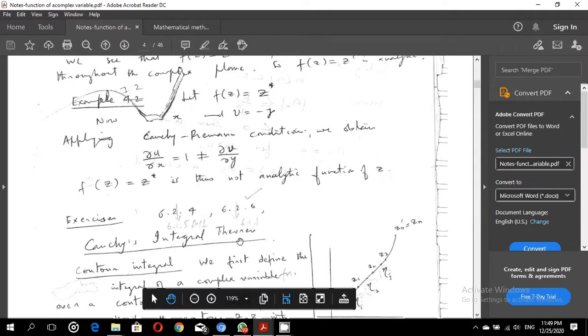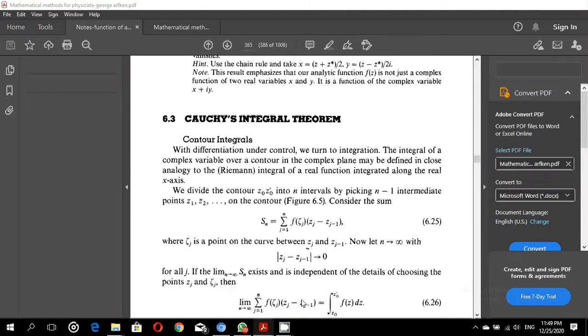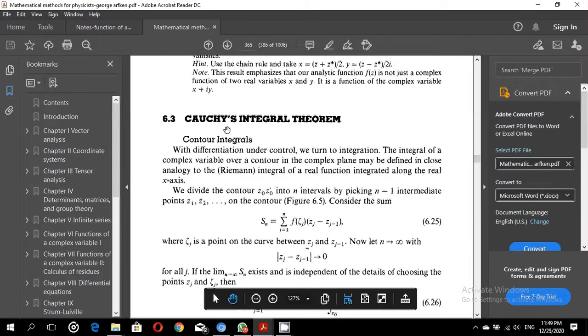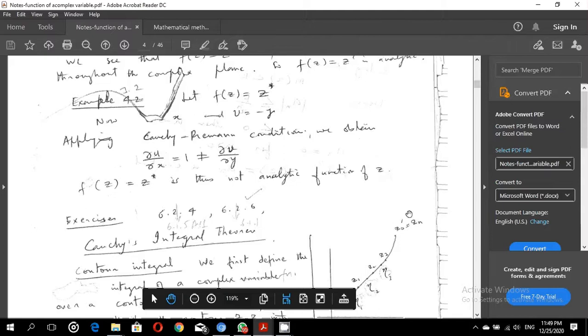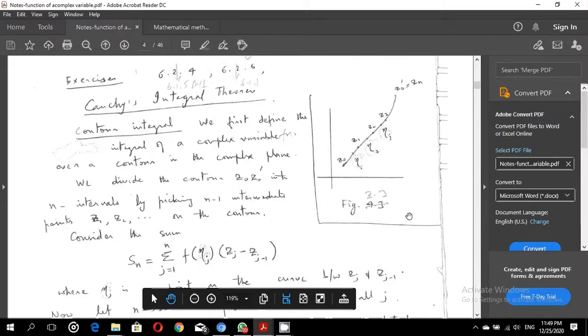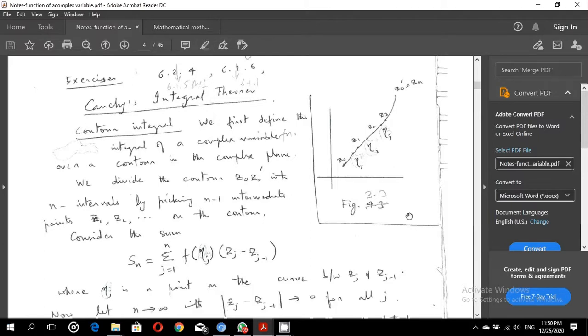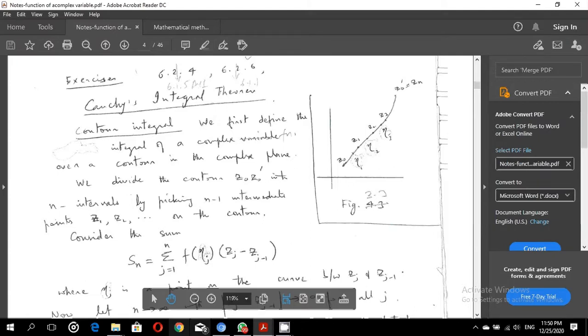Okay, now this is today's topic, the Cauchy integral theorem. You can go through it from the book as well, but let me explain from my notes. First of all, let us define what a contour integral is. A contour integral of a complex function over a contour in the complex plane.